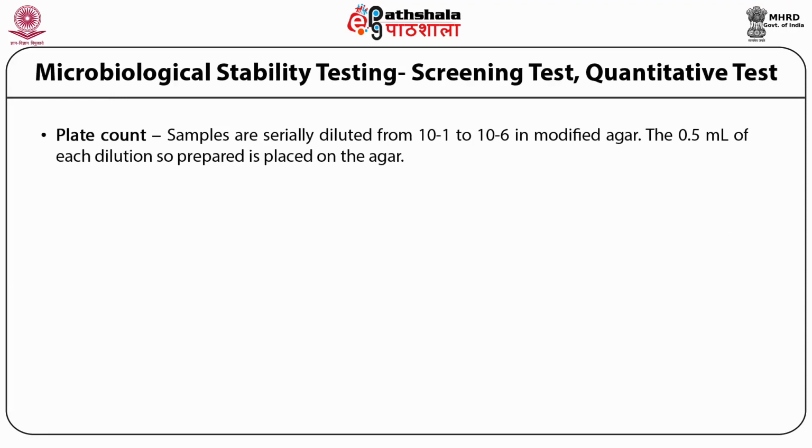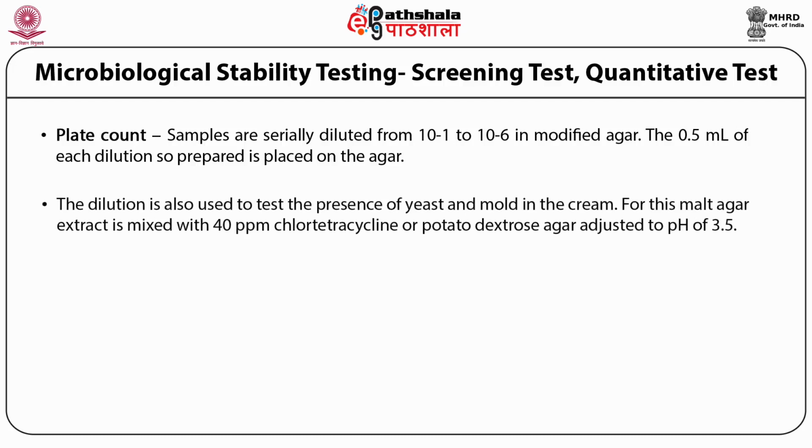Plates are then put to incubate. The colonies of microorganisms obtained are counted per gram of sample. The dilution is also used to test the presence of yeast and mold in the cream. For this, malt extract agar is mixed with 40 parts per million chlorotetracycline, or potato dextrose agar adjusted to a pH of 3.5. Presence of colony after incubation gives a positive test for fungus.